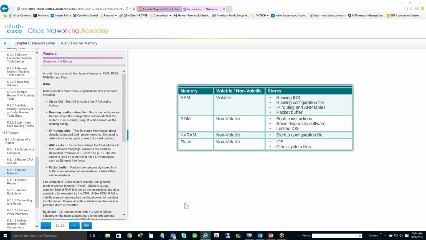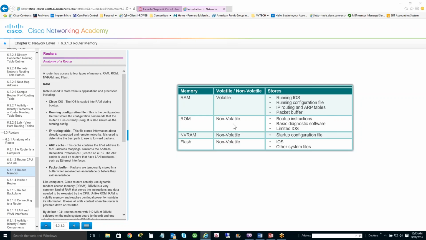6.3.1.3, router memory. This is something that you need to own in terms of knowing what's in what. For example, the RAM is volatile, and you need to know that, which means it gets destroyed if there's a power cycle of the device. It contains a copy of the IOS that is actually running, a running configuration file, the IP routing and ARP tables, and the packet buffer. So when you pull the plug on a router, you're going to lose all that information.